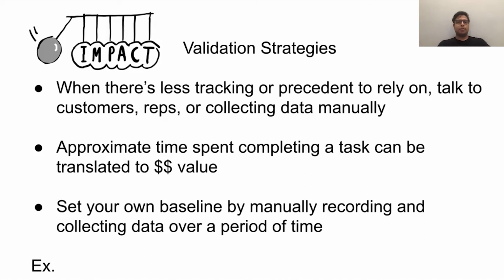Another strategy you can use is to set your own baseline by manually recording and collecting data over a period of time, and then estimating what impact various improvements can have. This is the type of validation I generally ended up doing at LiveRamp, which was at the time much smaller and just getting started to ramp up a more robust tracking infrastructure. When I couldn't pull raw data myself, I'd often approximate impact after talking to as many relevant customers and teammates as possible.